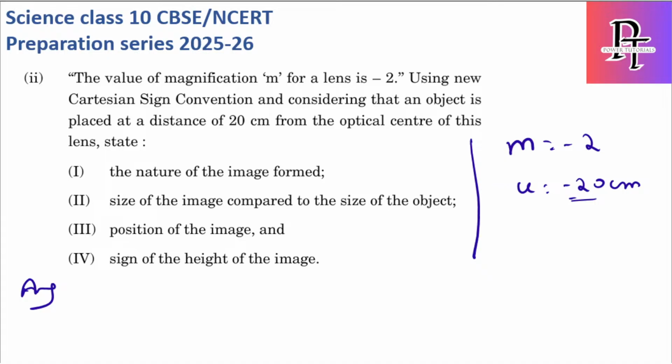So in this question, the magnification m for a lens is provided as -2, using the Cartesian convention, considering that the object is placed at -20 from the optical center. Find the nature of the image formed. The magnification formula for a lens is v/u. So -2 equals v/u, so v equals -2u. u is -20, so v is -2 times -20, which is 40.